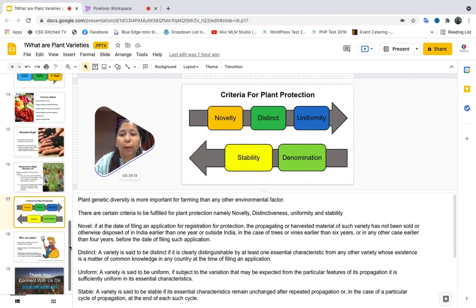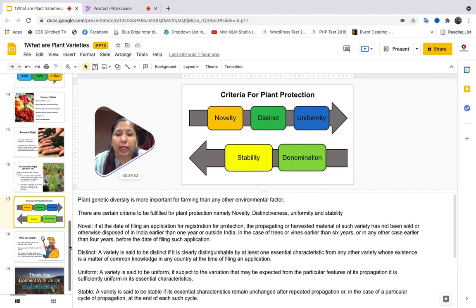Now, when we are protecting our plants, there are certain criteria. We know that if we are protecting an invention, there are three criteria to be followed. One is novelty, the other is industrial application, the third is inventiveness. Similar criteria are seen when we are protecting plants under PPV and FRR. Plant genetic diversity is important for farming other than environmental factors.